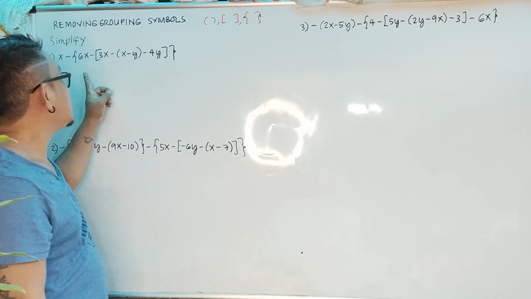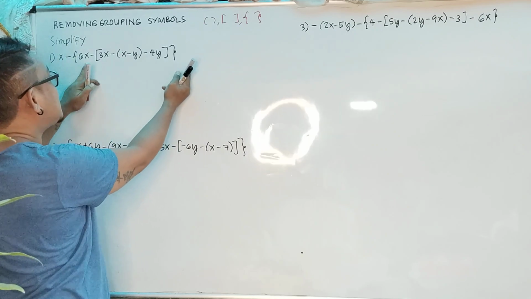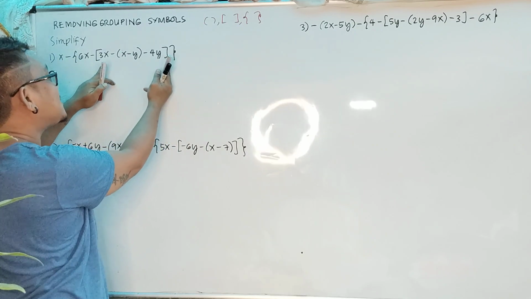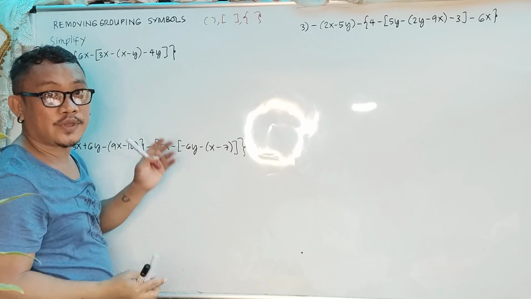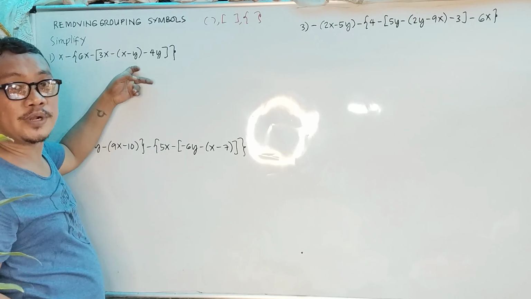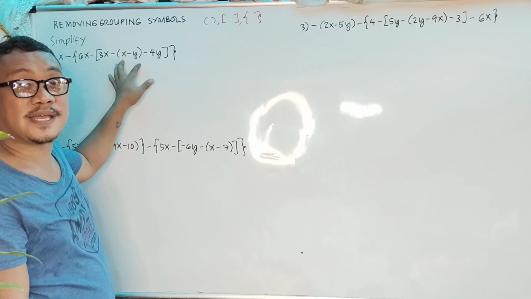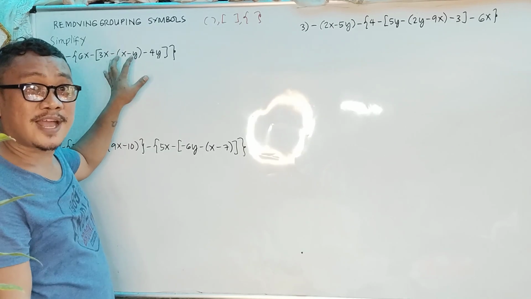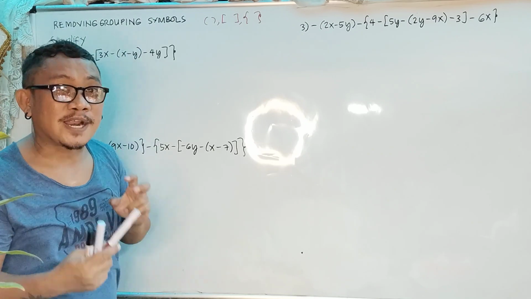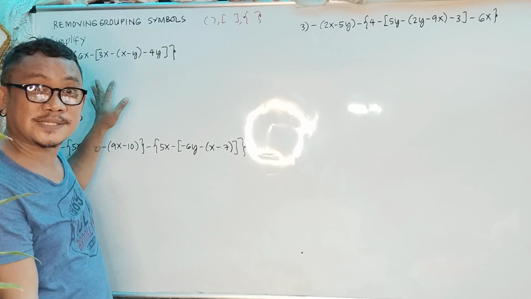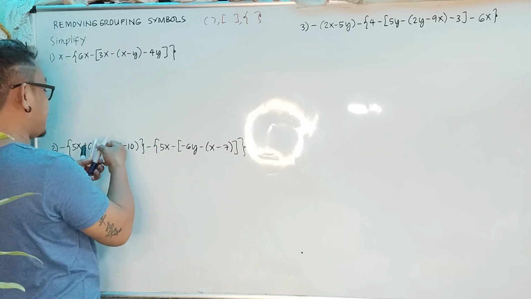Number 1: simplify x minus, enclosed in braces, 6x minus, enclosed in brackets, 3x minus, enclosed in parentheses, x minus y, minus 4y. In this example, the innermost symbol is the parentheses, so we remove it first. To remove it, we distribute what is outside it, like a particular symbol or number. So, let's try this.